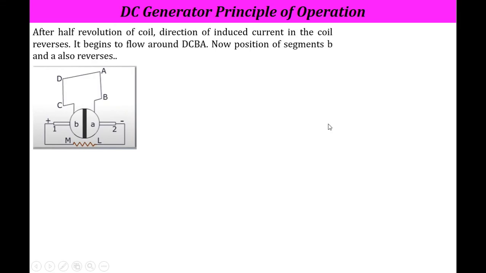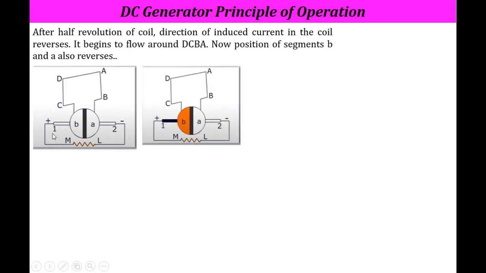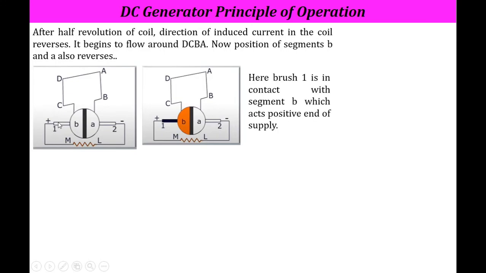Now let's check. Suppose after a half revolution of the coil, the direction of the induced current in the coil gets reversed. Then it begins to flow around D, C, B and A. Now the position of the segment B and the segment A is also reversed because the slip ring also rotates. Brushes are fixed. So therefore this one, brush 1, which acts as the positive, is now connected to the B portion of the slip ring. In the first case it was connected to the A portion of the slip ring. Here you will observe that the brush 2 is connected to the A portion of the slip ring.